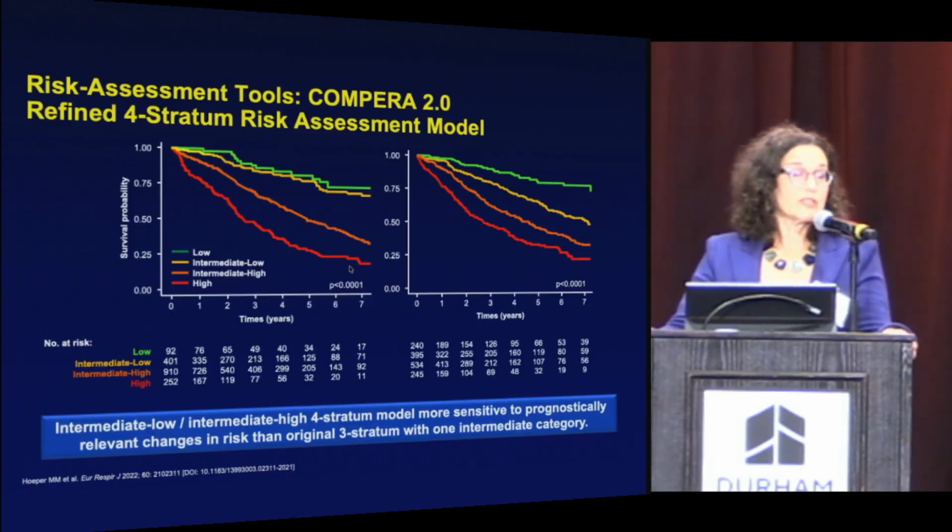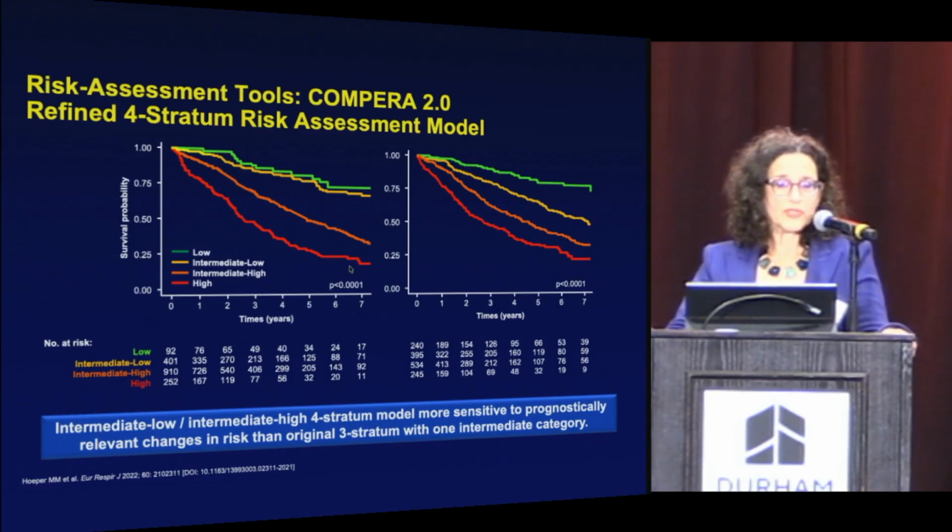And it is incredibly prognostic. This is data from the COMPERA registry in the PAH patients, but the French registry essentially duplicated that at baseline on the left and follow up on the right. And you can see those four strata are different curves.